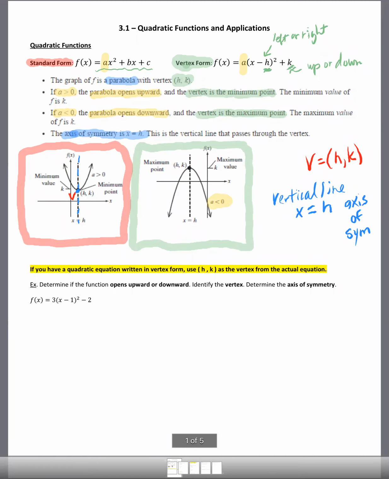It still has a vertex. And that vertex is still right there, the point at which the increase changes to decrease. And so that's going to be represented by the point (h, k). And once again, we have an axis of symmetry that comes right through the vertex. The fact that the parabola is facing upward or downward is irrelevant. The vertical line that acts as the axis of symmetry for us is still x is equal to h. Okay, x is equal to h.